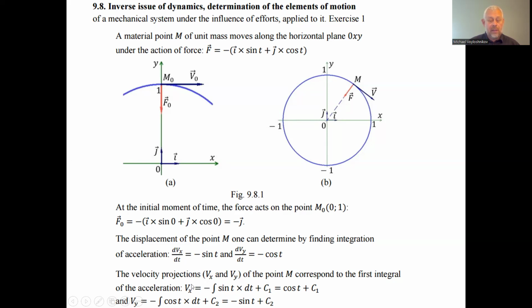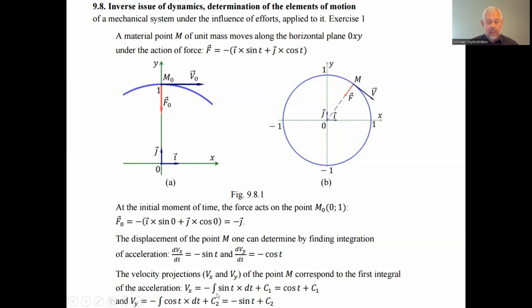Accelerations we can find here. We have the acceleration components sine t and cosine t. These are components of the acceleration with a minus sign on the abscissa axis and the ordinate axis. So we can find the derivative of the velocity, which is the acceleration. We have all this assigned, and next we can find the velocity.